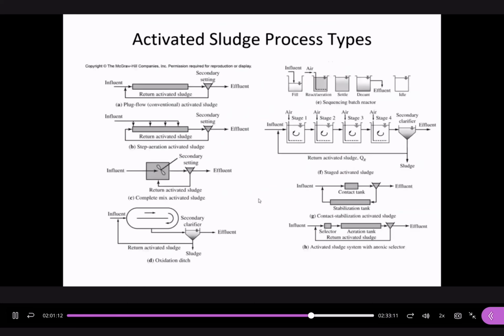So that is what we have covered. Different variations of activated sludge. Continuous flow: you could have CSTR, you could have plug flow, PFR, you could have step aeration. You have oxidation ditch. You have extended aeration. And for batch, you have SBR.